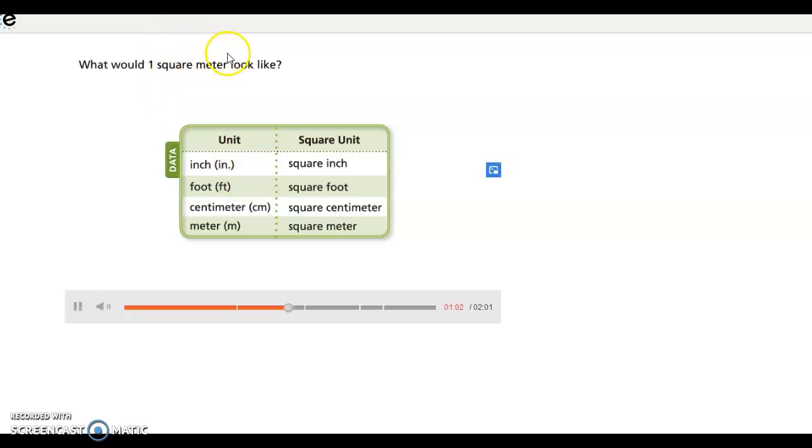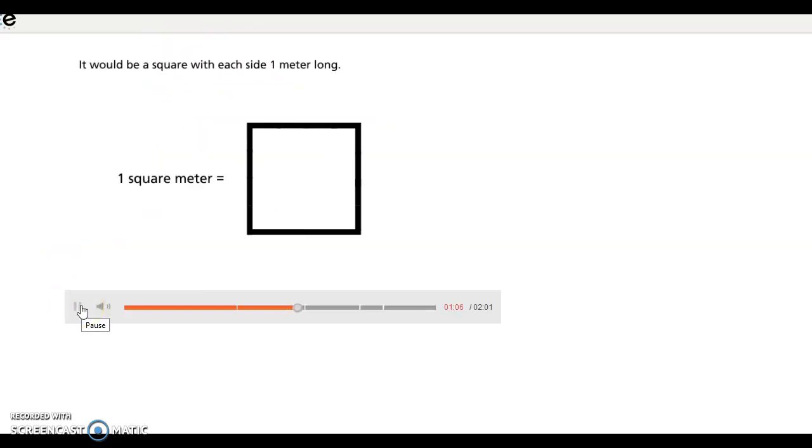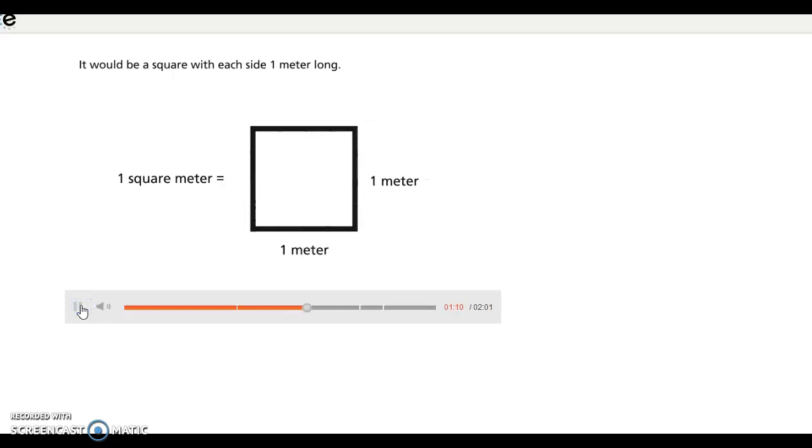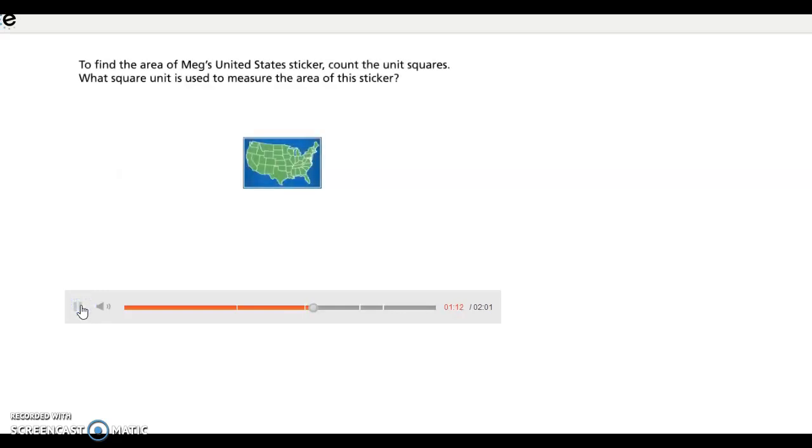What would 1 square meter look like? I want you to think about a meter stick. If you extend your arms all the way out, that's how long a meter is.